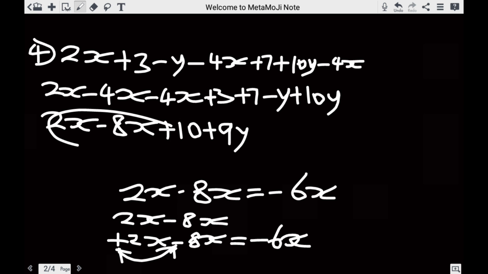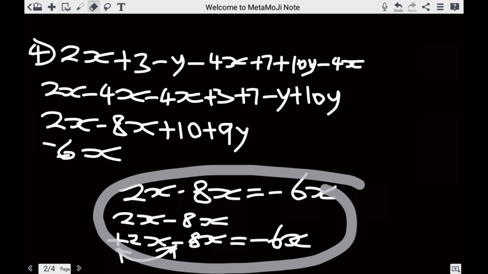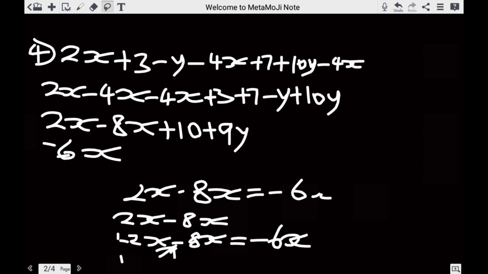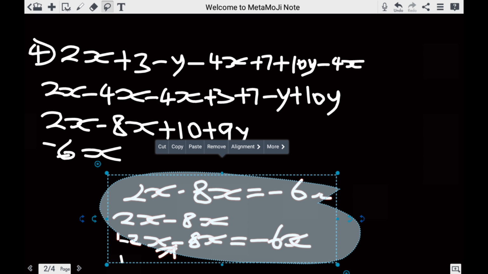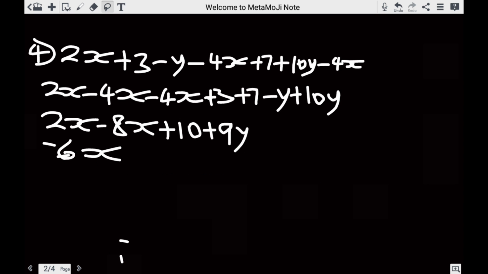So what you are going to replace these 2s minus 8s with is minus 6s. Then you can get rid of this stuff here. Sorry. So now let's continue. So now 2s minus 8s becomes minus 6s.